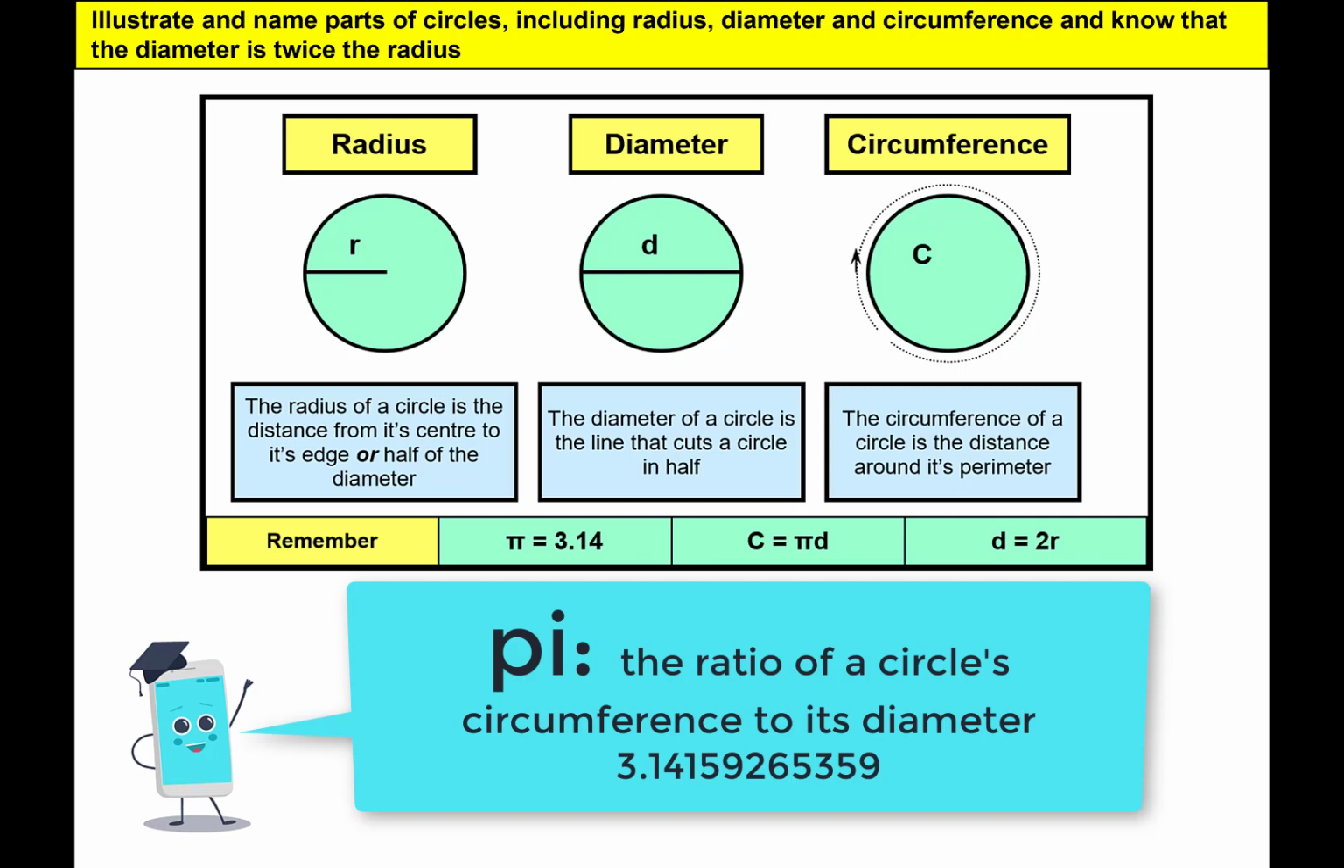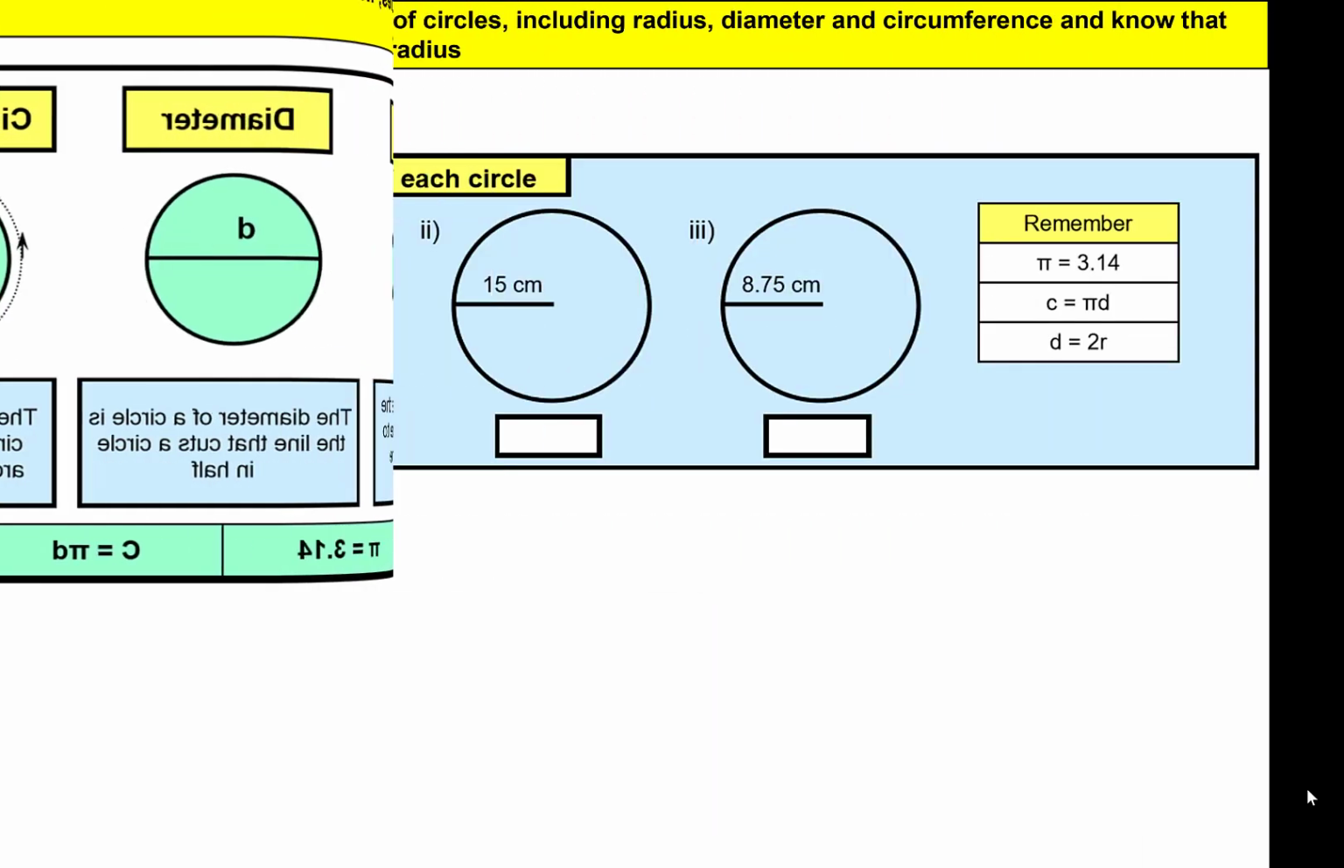And finally, the diameter is 2 times the radius. It's double the radius, and we can see how that's represented in the pictures that you can see on the screen. The diameter is double the radius.